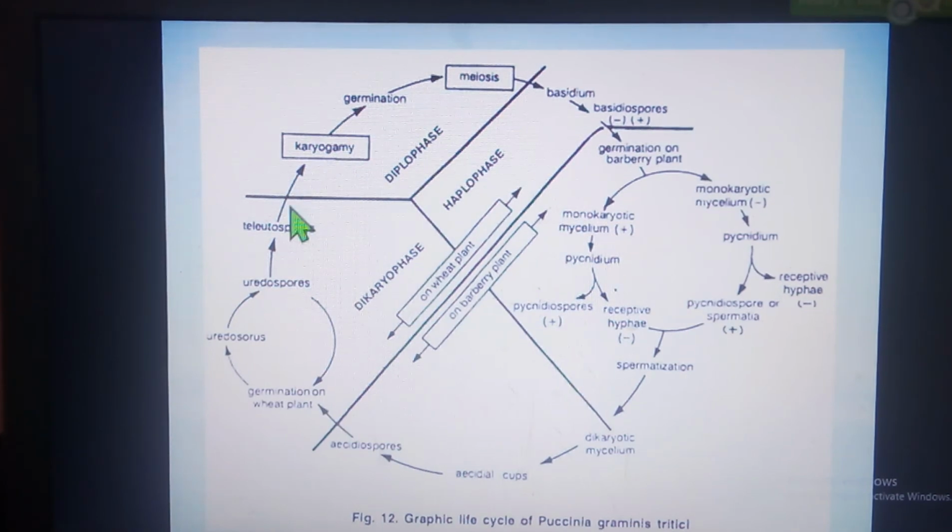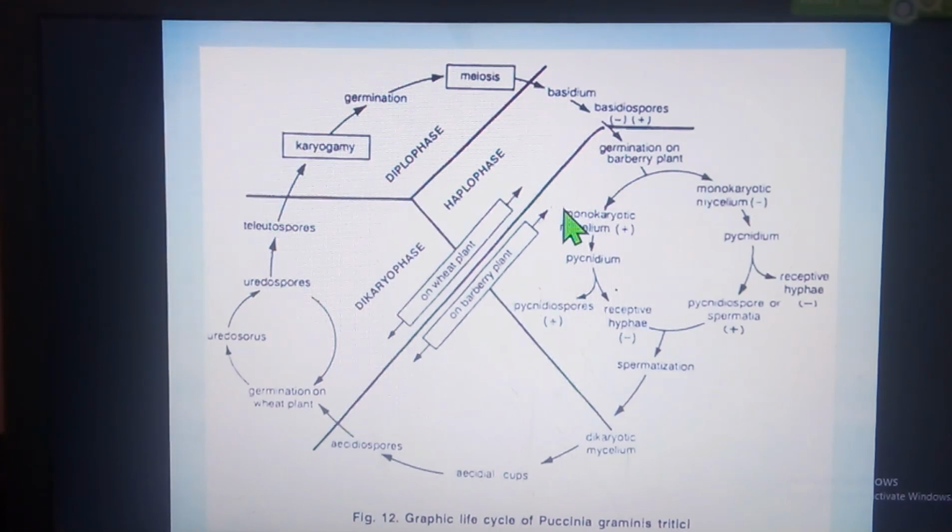This is karyogamy. The teliospore on germination, through meiosis, forms 4 haploid nuclei, the 4 haploid basidiospores, 2 of which are positive and 2 negative type. When they come in contact with the barberry plant, they will form 2 types of mycelium, positive and negative, depending on the basidiospores which come in contact with the barberry plant.